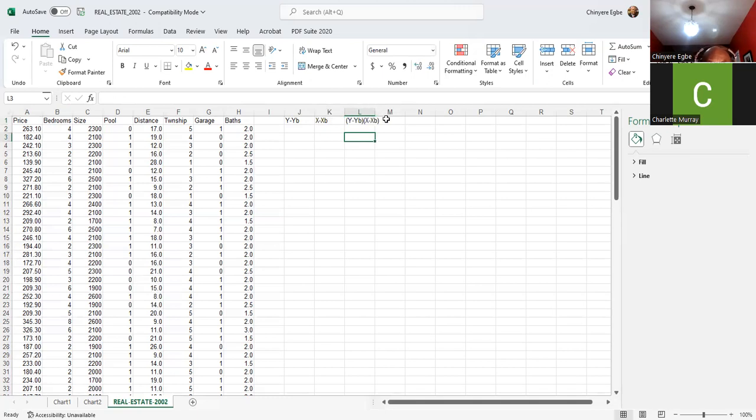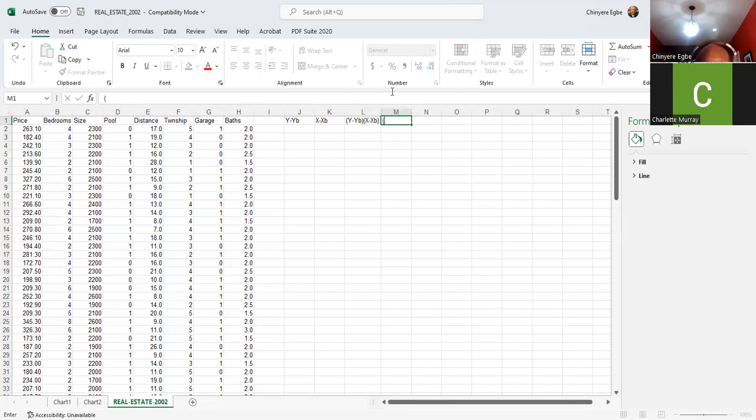Okay. And then we have x minus xb to the power 2, which is part of our formula. And for a simple linear regression, which is what we're doing, you can see the process is very simple.